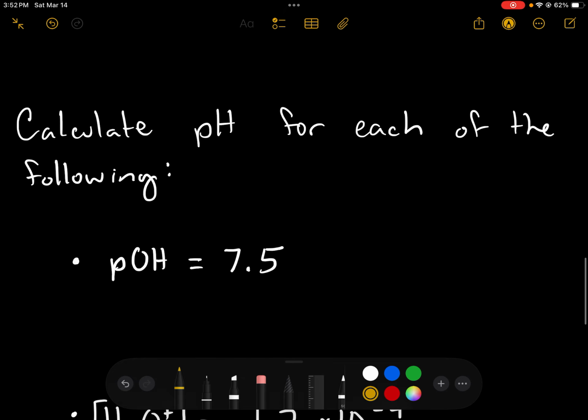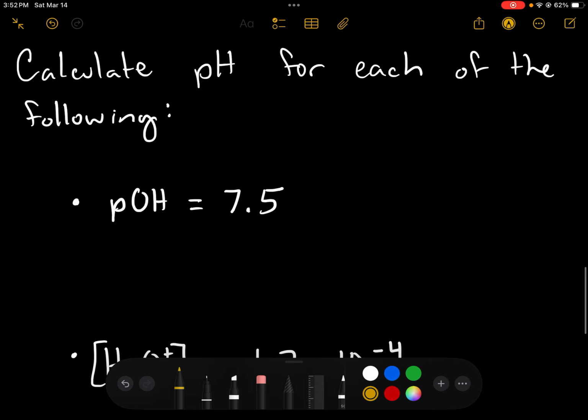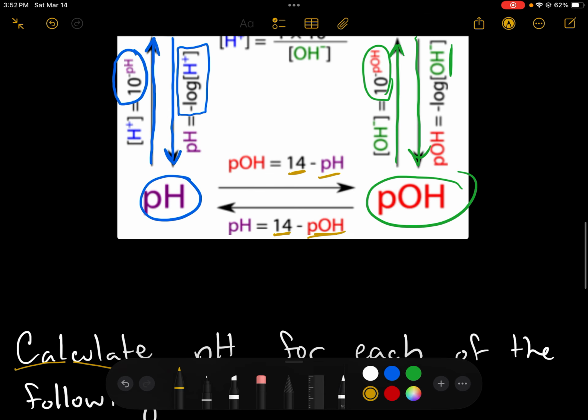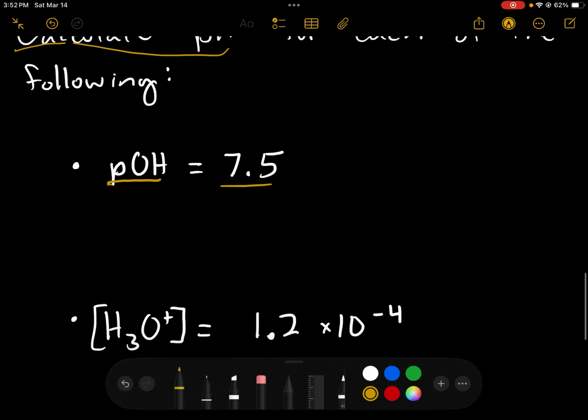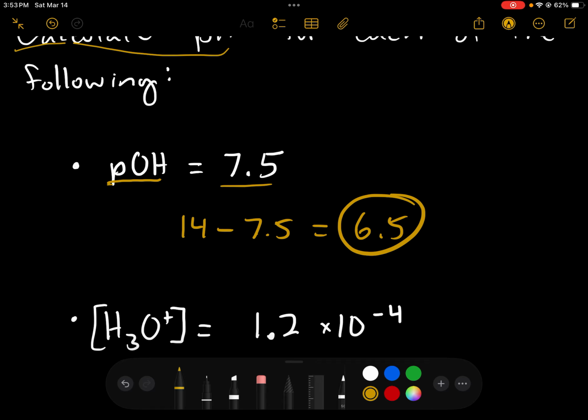So let's do a couple of examples here. Our example says calculate the pH for each of the following. The first one says that the pOH is equal to 7.5. If I go back to my map, I have pOH and I want pH, so I'm going to follow that left arrow, and it says I need to take 14 and subtract the pOH. Great. So I'm going to take 14, subtract 7.5, and that's going to give me a pH of 6.5. Great. Amazing. Done. Easy.